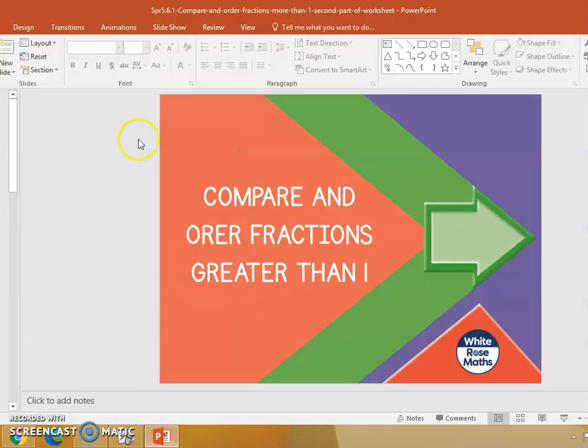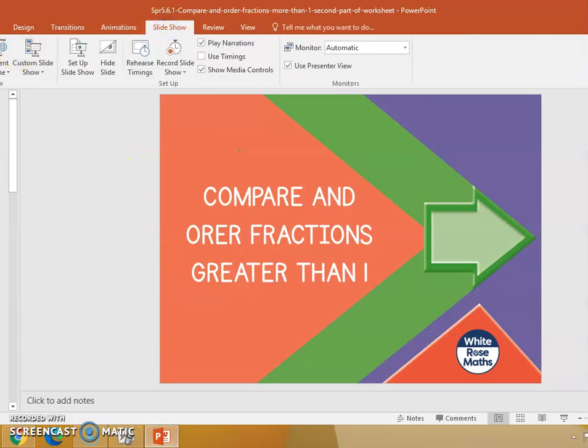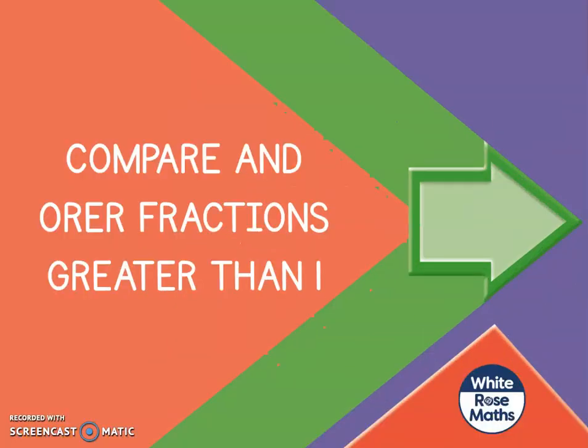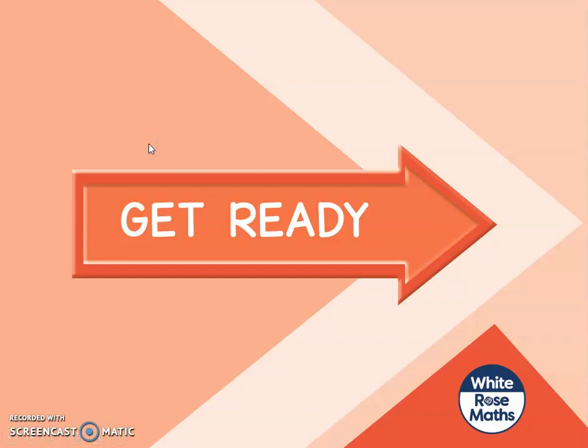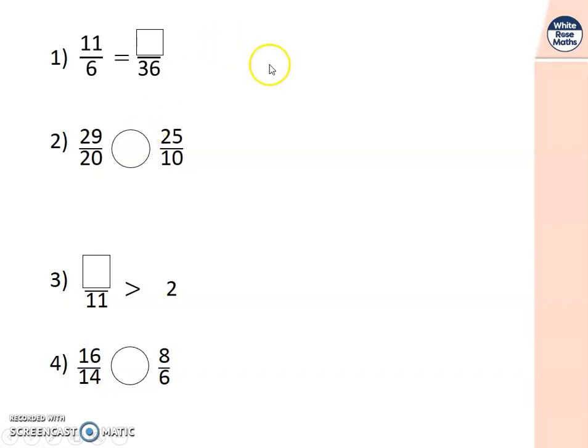So we are continuing to look at ordering fractions and comparing them when they are greater than 1. Let's get ready with our skills. Look for the links. Number 1, where can you link? Yeah, you can multiply 6 by something to get 36. You'd multiply it by 6. So therefore, 11 times 6 is 66.